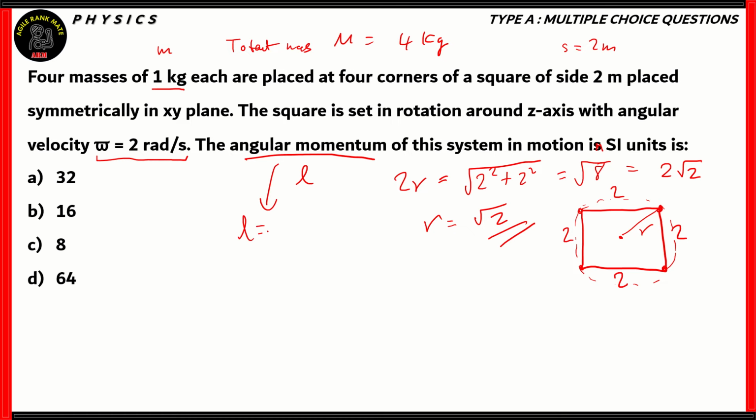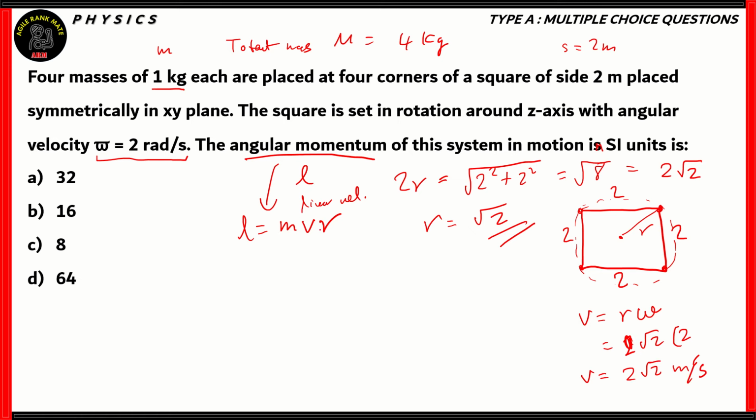Angular momentum, or L, is represented as m times v times r, where v stands for linear velocity. Now we need to calculate this linear velocity. So how do we do that? We're given angular velocity and we're also given the radius. So linear velocity v is r times omega, where omega is the angular velocity. Here r stands for under root of 2, and omega stands for 2 radians per second. So therefore the value of v is 2 root 2 meters per second.